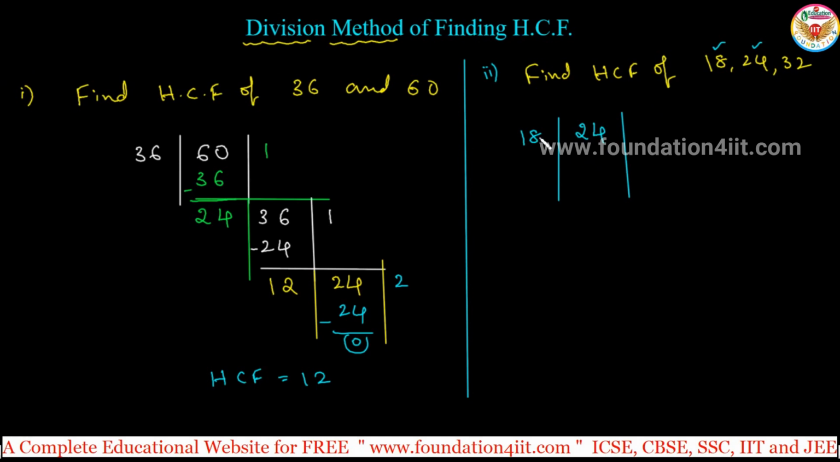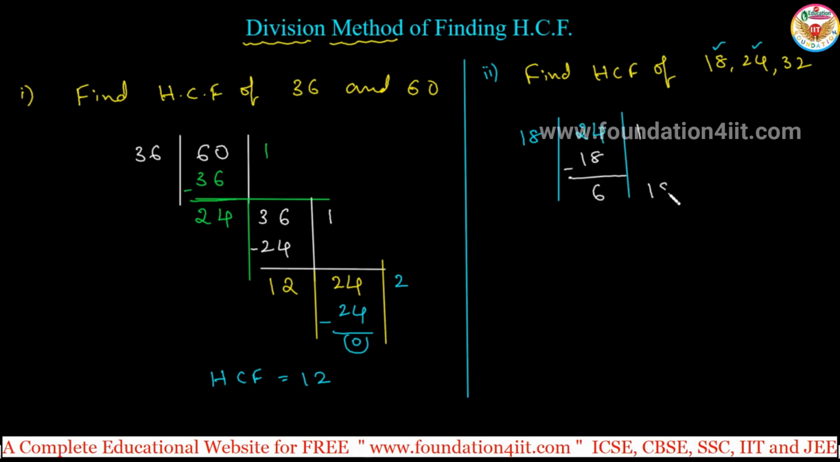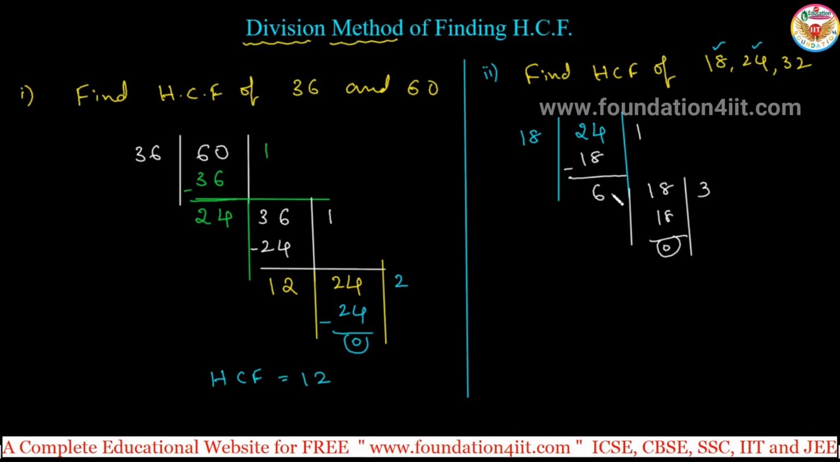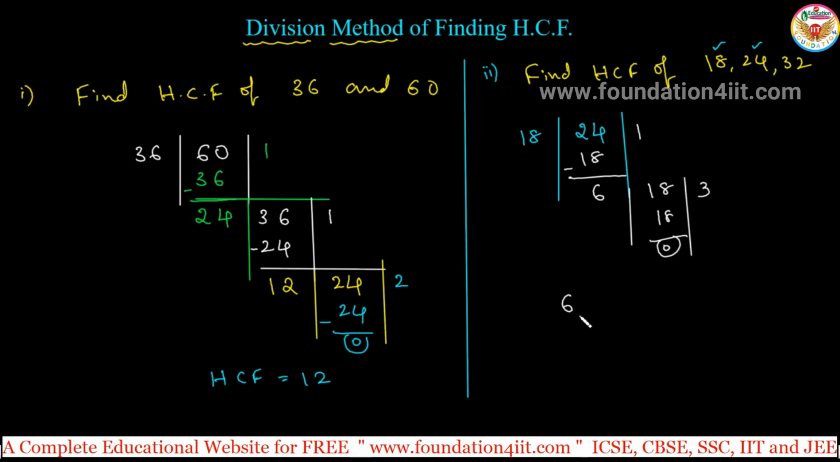Now the method: 18 table, 24. So 18 ones are 18. Subtract this, after subtracting we get 6. Next, this 18 should be here. This divisor becomes the dividend. Now we continue the same step. 6 table, 6 times 3 is 18, remainder 0. So the last divisor in this division is 6. Now take this 6 and the third number, 32.